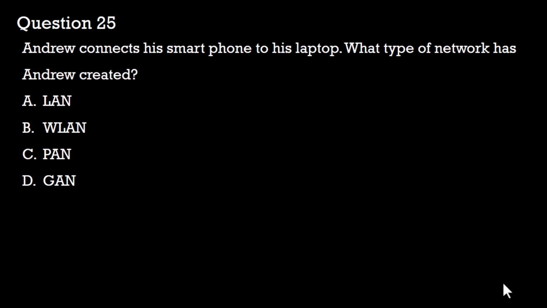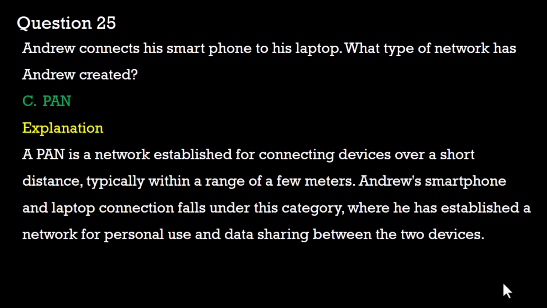So with respect to the scenario here, when Andrew connects his smartphone to his laptop, he has created a PAN, a personal area network. So he has established a network for personal use and data sharing between his two devices, that is his smartphone and his laptop.